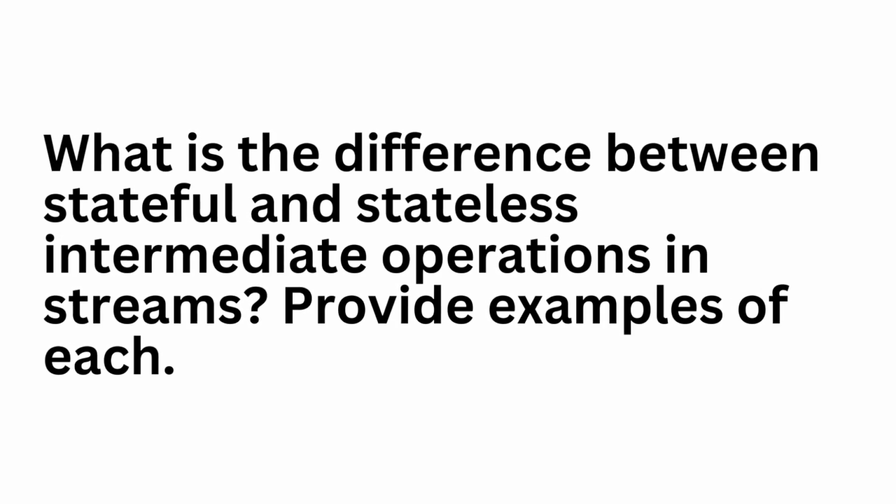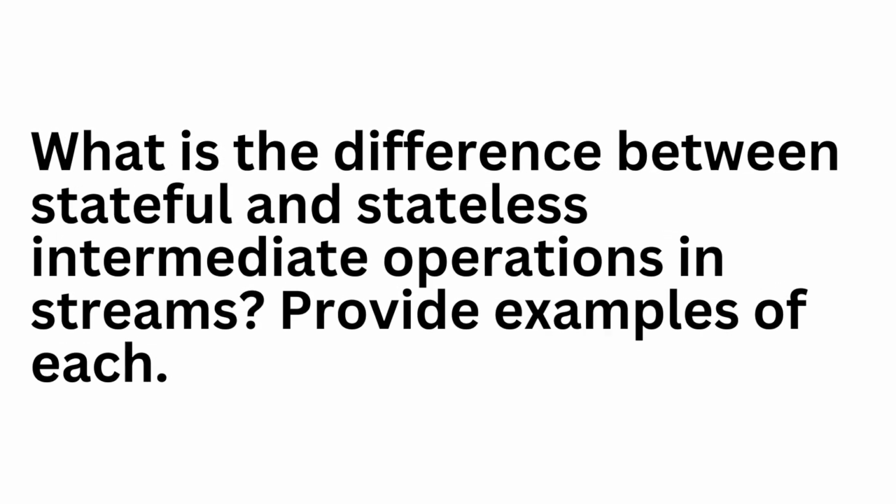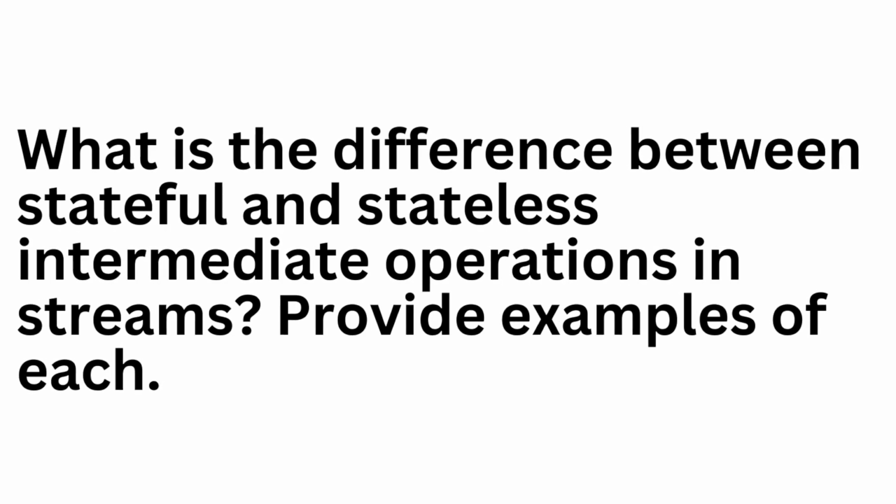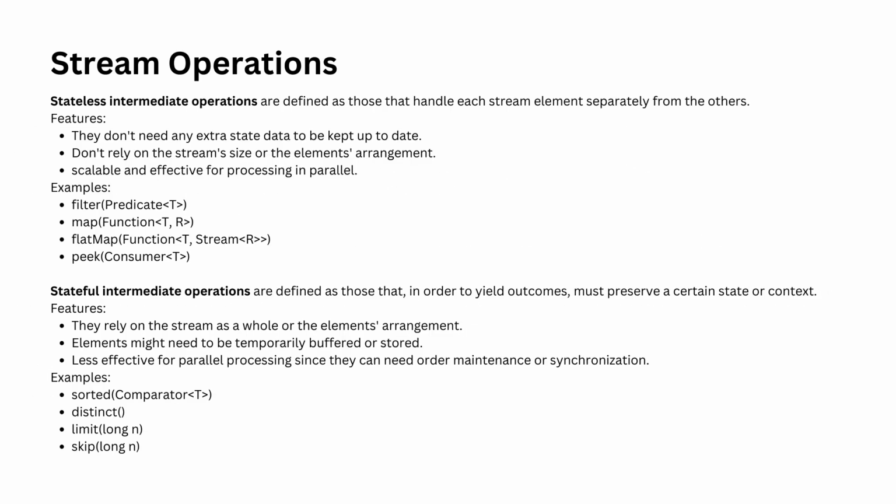What is the difference between stateful and stateless intermediate operations in streams? Provide examples of each. Stateless intermediate operations are operations that process each element of the stream independently of other elements. They do not require maintaining any additional state information, and they do not depend on the size of the stream or the order of elements. Examples are your map, flatMap, right? Filter.